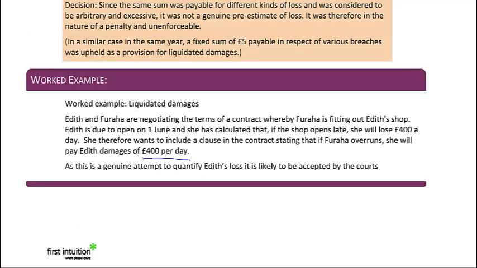Now that brings us to the end of damages, and I think that's a good place for us to take a break, and we'll come back and look at some of the other remedies in the next lecture.